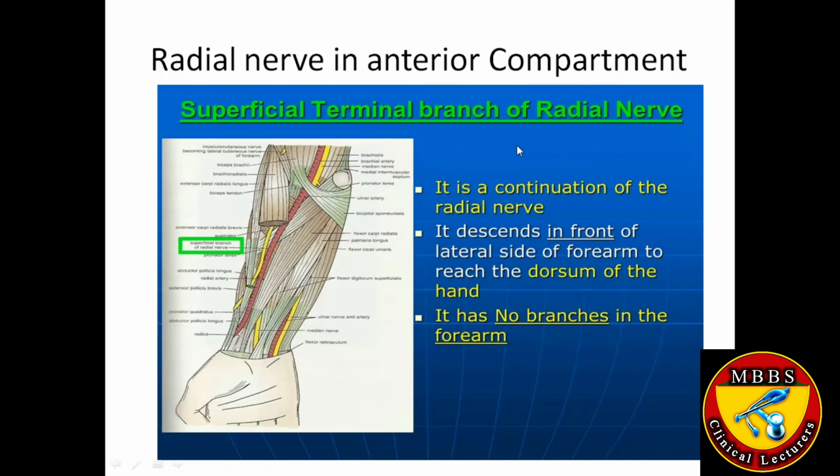The radial nerve is a superficial nerve, and it does not give any muscular or motor supply in the anterior compartment of the forearm. It has only a superficial branch, and that superficial branch runs along with the radial artery under the surface of the brachioradialis, and then it curves down to supply the lateral cutaneous nerve of the forearm.